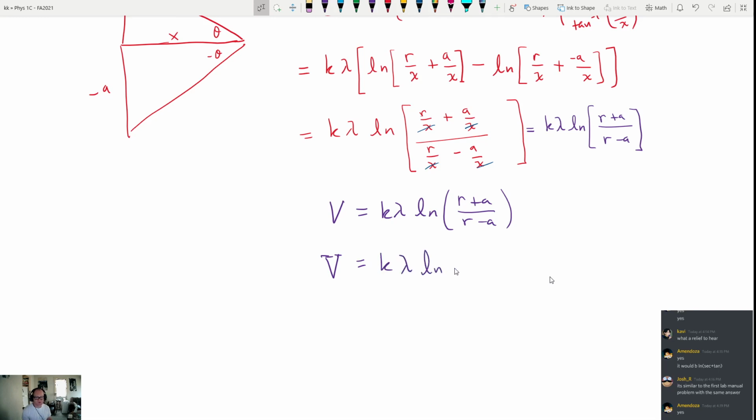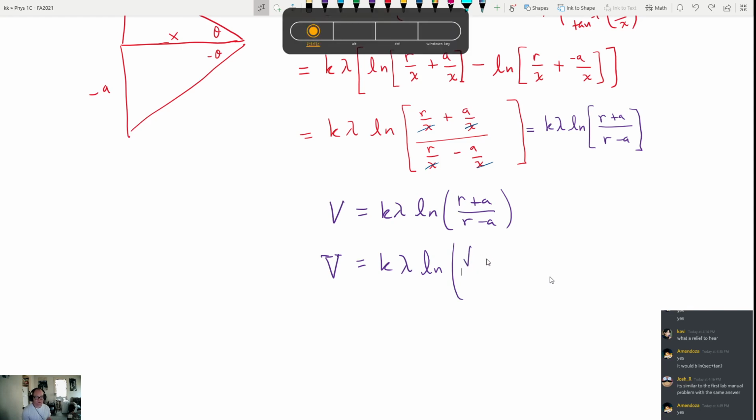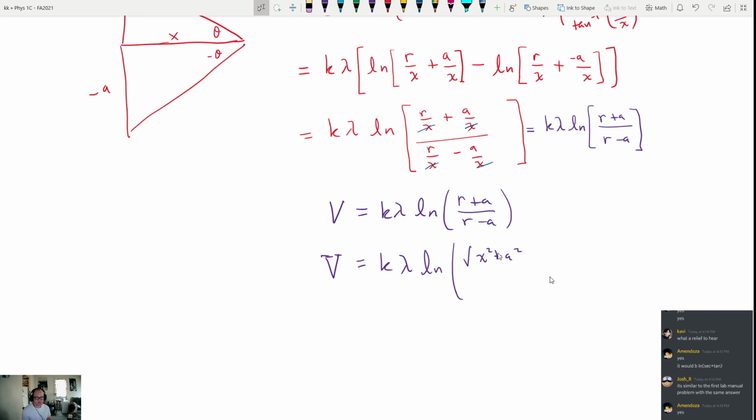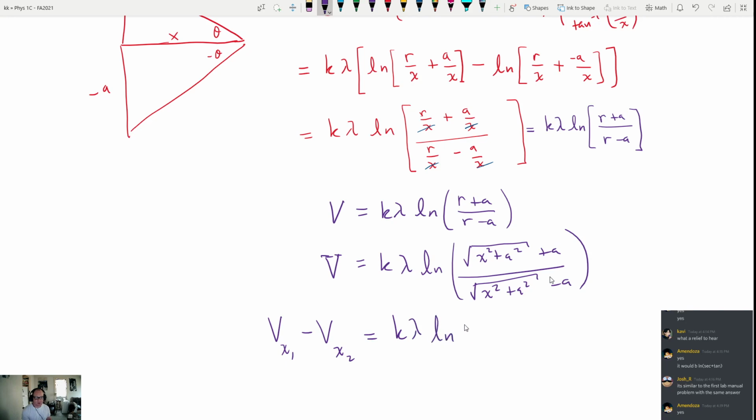So you have to write this as natural log of the square root of r. So r was x squared plus a squared, plus a over square root of x squared plus a squared minus a. That would be the potential at a point x. And what you'd need to do to get the answer they have, you'd have to find the potential at point x1 minus the potential at some point x2, which would be k lambda natural log of all of this stuff at two different points.